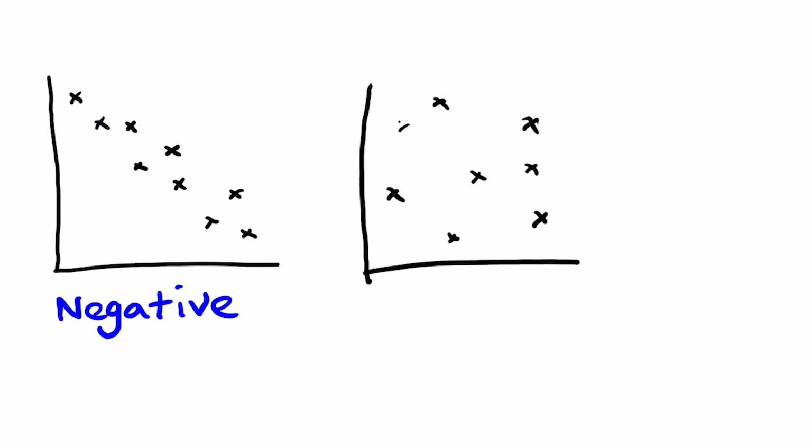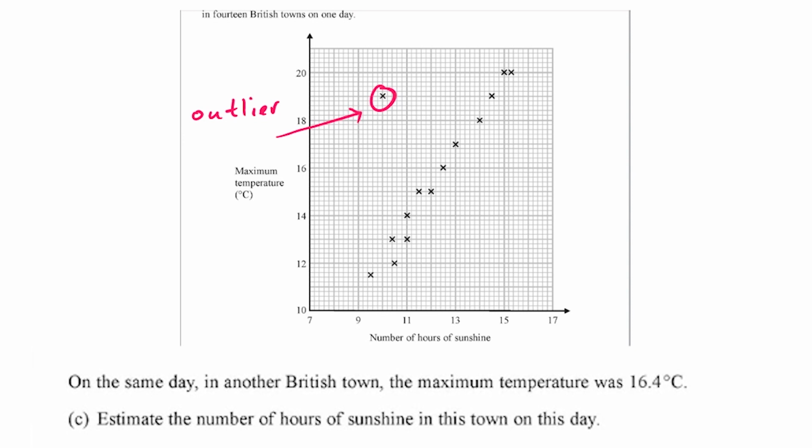There's no obvious kind of pattern, in which case we would say that there's no correlation. But this one, positive correlation. Part C, on the same day in another British town, the maximum temperature was 16.4 degrees centigrade. Estimate the number of hours of sunshine in this town on this day.